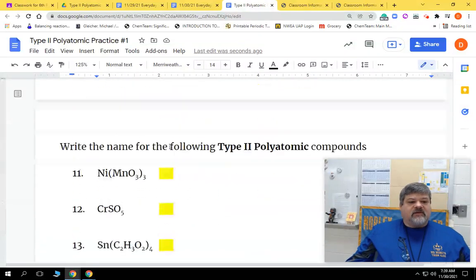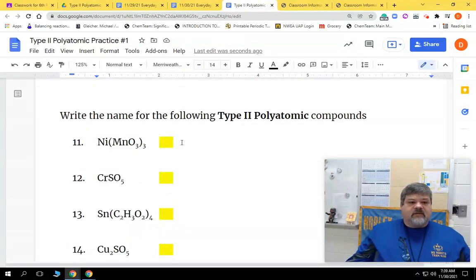Let's go ahead and go down to our naming of the compounds. Now in these, remember, in type 1 we just name the compound, but in type 2 we can't, because we don't know what the charge of the metal is. So we have to figure out what the charge of the metal is, and we have to work our way backwards, just like we would with binary ones.